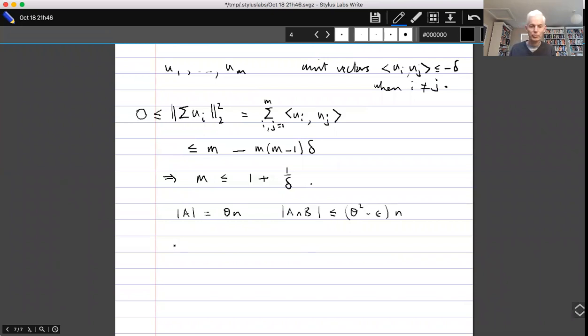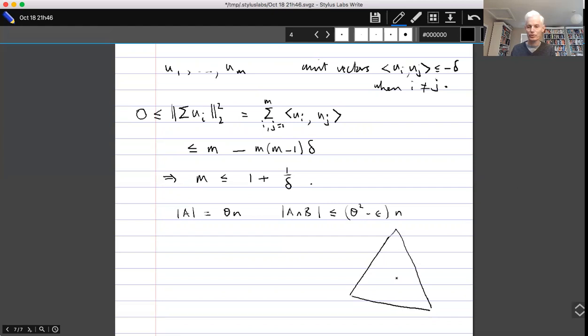Now, I wanted to finish by just commenting that this bound for the number of unit vectors that you can get with inner products with a bound like that is best possible, at least when delta is 1 over a positive integer. And in order to convince you of that, I'll begin by giving you an example that shows that in the case where delta is a half.